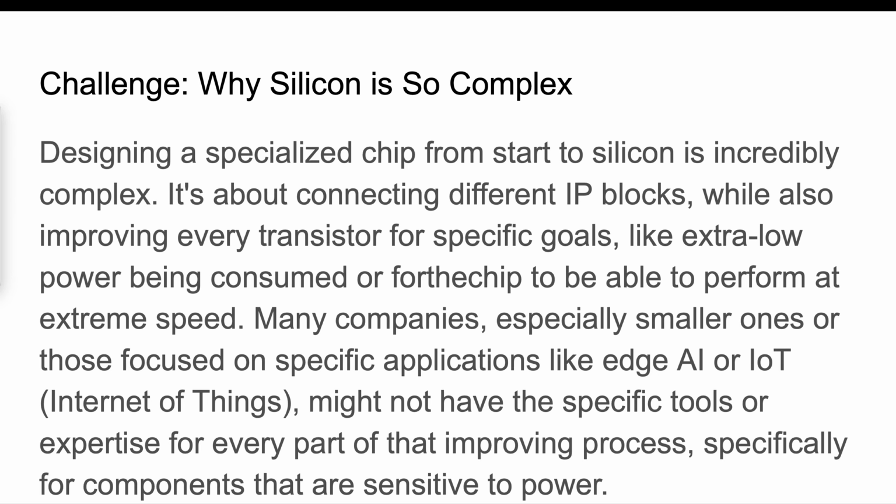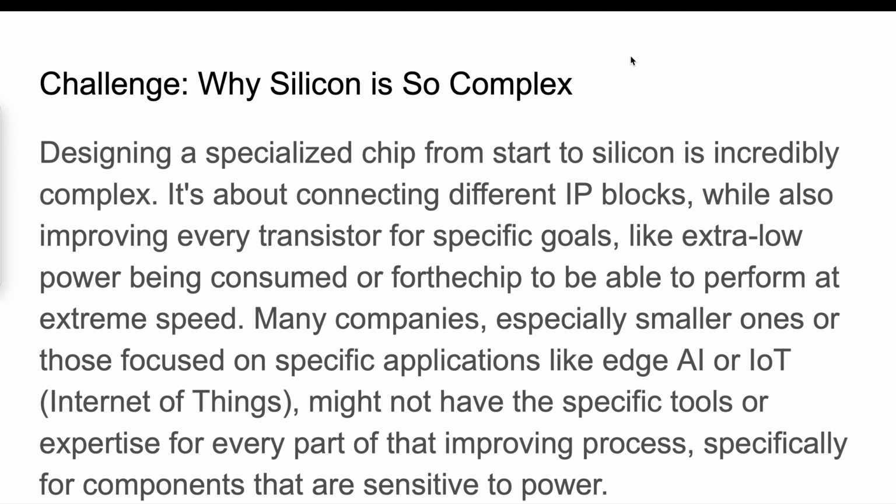Those would be things like extra low power consumption. You don't want a whole lot of power to be consumed, and at the same time, you want the chip to be able to perform at high speed, at extreme speed. So you want the chip to perform at extreme speed while consuming low power. That's a tough goal to achieve. It's not easy to meet that criteria.